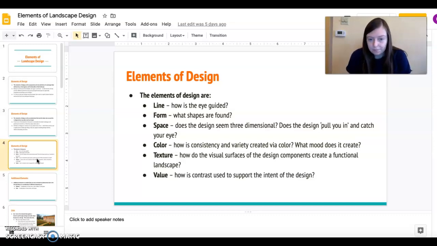Space is the next one. Does the design seem three-dimensional, or is it like 2D and it's just like a picture on the wall? I guess I don't have any pictures behind me, but imagine something like that. If you're looking at a design, that's something I could put on the wall right behind me. Does that design pull you in and catch your eye? Do you want to go look at it, or do you want to take that picture and post it on Instagram because it looks pretty cool? Yeah, we hope so. Color. How is consistency and variety created through color? And what mood does it create? Do I look at this design and think, ooh, that's a scary haunted house?